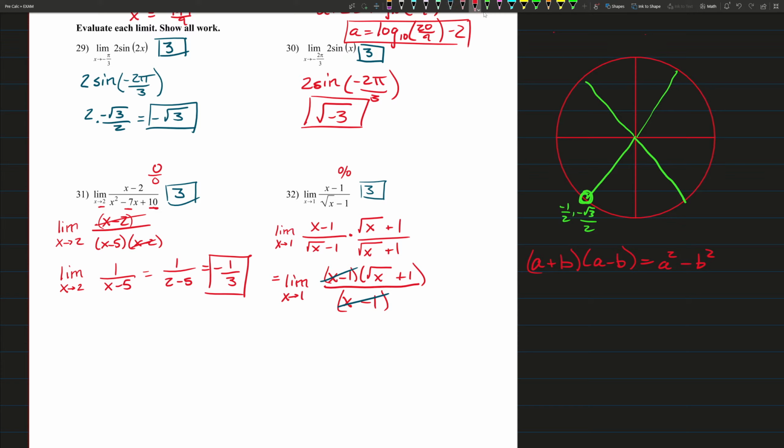So this is the same thing as asking for the limit as x approaches 1 of the square root of x plus 1. And then we just plug in 1. So we get the square root of 1 plus 1, which is the square root of 2. So that's 32.